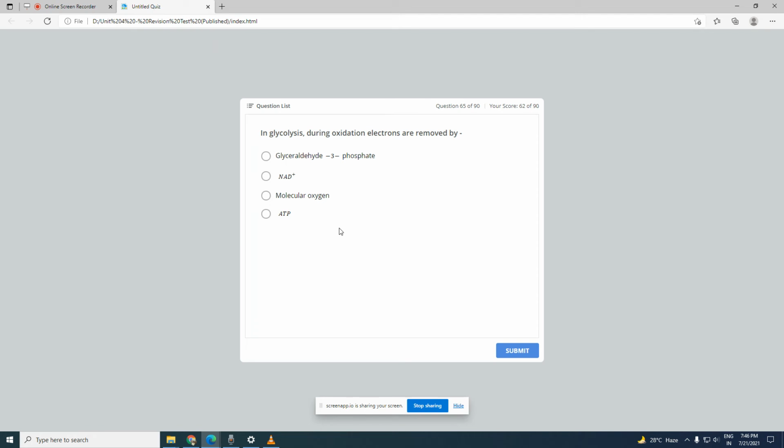In glycolysis, during the oxidation, electrons are removed by which one? Is it ATP, or molecular oxygen, or NAD plus, or glyceraldehyde 3 phosphate? Which is the right answer? I read in the reverse direction. Option D first, C then B, A, but be careful and select the right answer. The right answer is the NAD plus. Option B is the right answer.